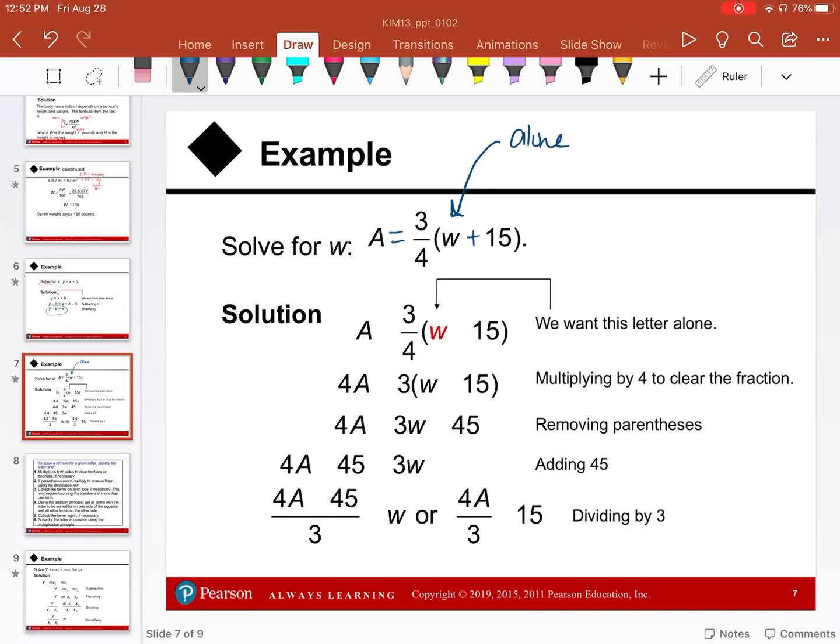Well, we have that fraction on the outside, 3 over 4. Let's get rid of that fraction. Let's multiply it by 4 on both sides. So let's multiply it by 4 and multiply it by 4. We do that because 4 divided by 4 is 1. So we managed to get rid of that fraction. Now we're here.